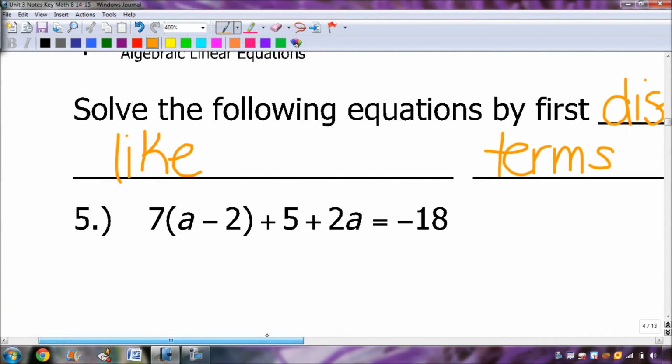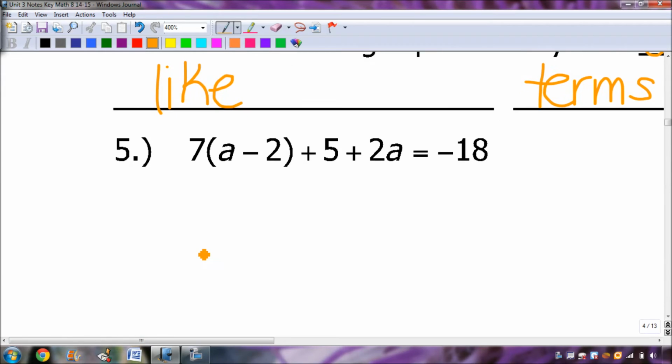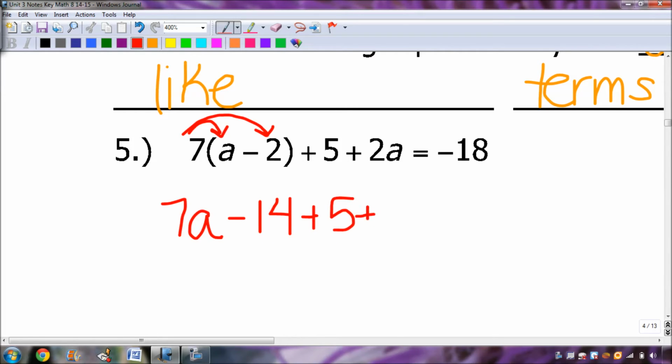All right, so in question number 5, it says that the first thing that we need to do is distribute, so that's what I'm going to do. So I'm going to see what is 7 times a and 7 times negative 2. Well, 7 times a is 7a, and then 7 times negative 2 is a negative 14. Then I copy the rest of the equation down. Okay?